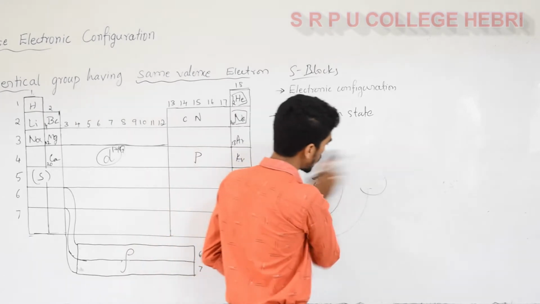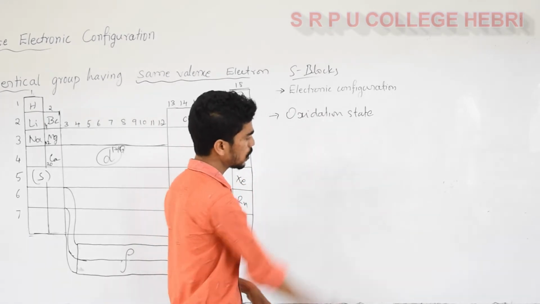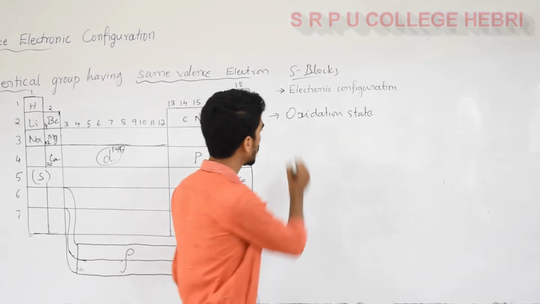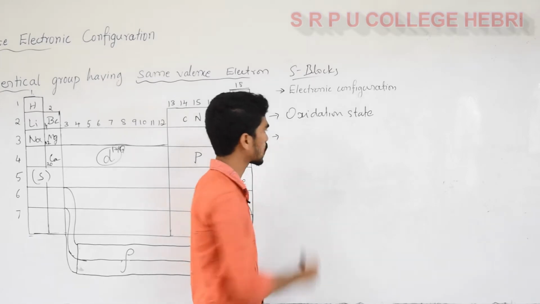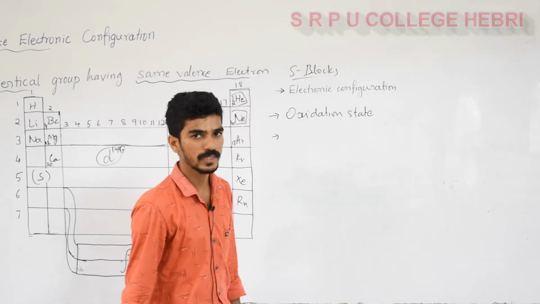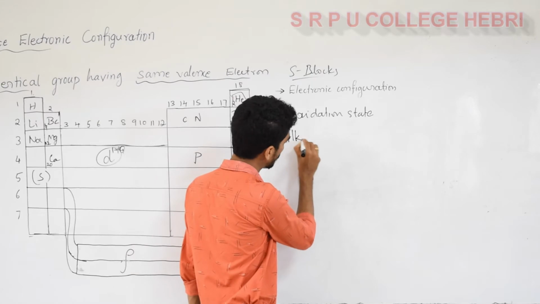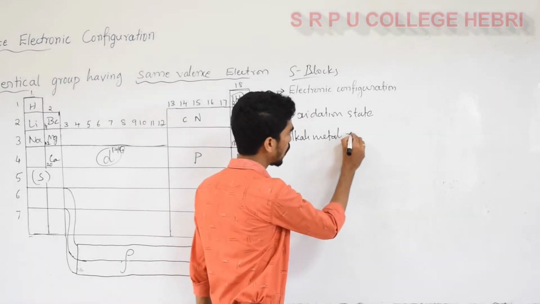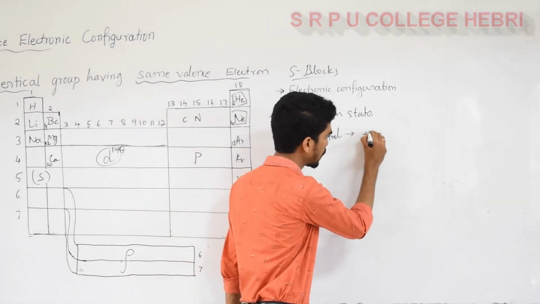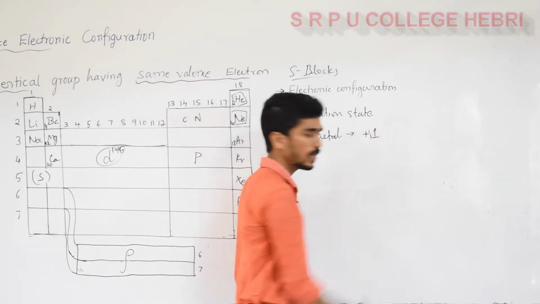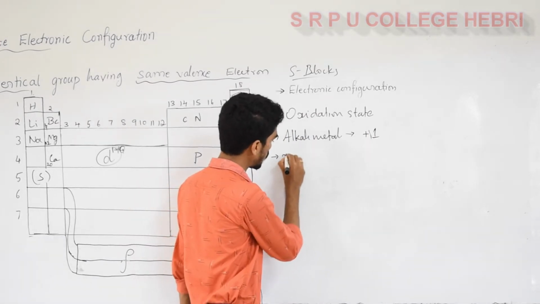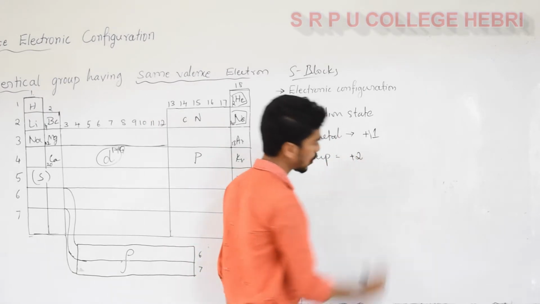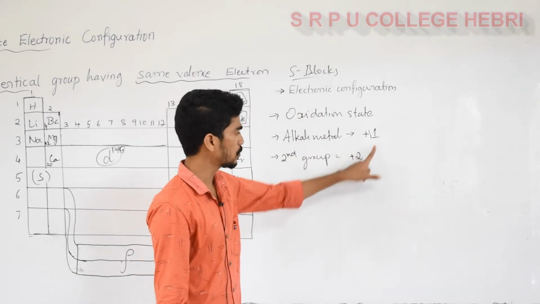So oxidation states are nothing but the charges produced by loss or gain of electrons. In the first group, alkali metals, and the second group, alkaline earth metals, have fixed oxidation states. All alkali metals have the oxidation state +1. Alkaline earth metals, the second group, have the +2 oxidation state. So here +1 and +2 have come.